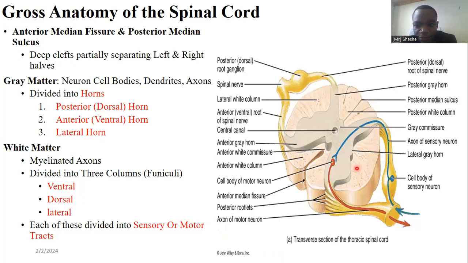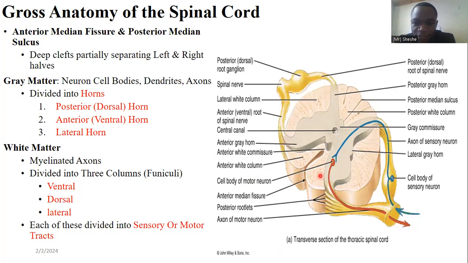Then, what about the white matter now? This surrounding area. The white matter is equally divided into three columns. We have the ventral column. Remember, ventral and anterior are used interchangeably, so whenever you hear ventral, just think of anterior. A ventral column is white because this area is filled with axons. There are no cell bodies here, or if they are there, they are very small in number. So we have two anterior columns, left and right, this one and this one. These are the two ventral or anterior columns.